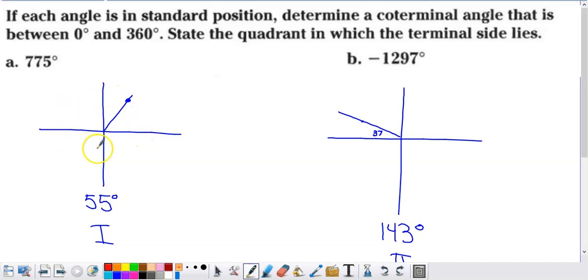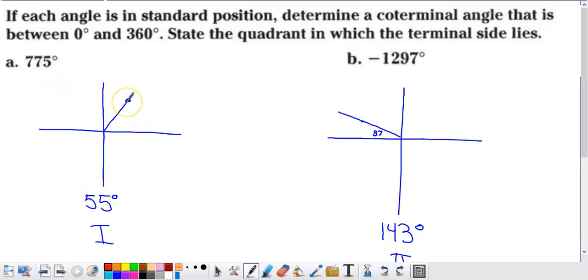So if I do 2 complete trips around this circle, I get back to the x-axis here. If I do 2 complete trips around the circle, I've moved 720 degrees. How much further do I have to move to end at 775? Well, I've already moved 720, so if I take 720 off of 775, I've got to move 55 more.